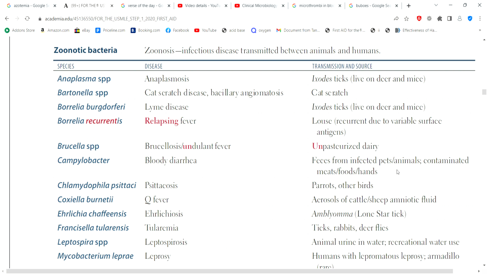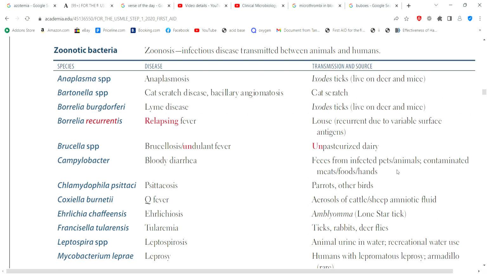Okay, so Ixodes transmits Anaplasma, Borrelia, and Babesia. Yeah, Babesia. Okay, so remember that.